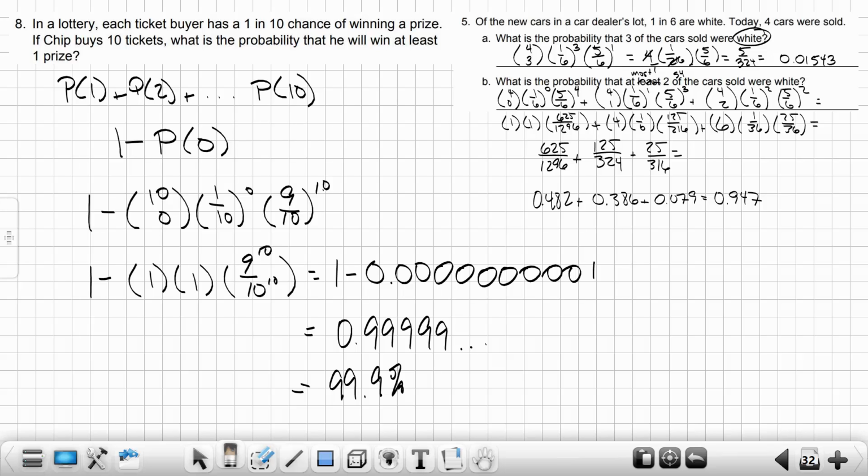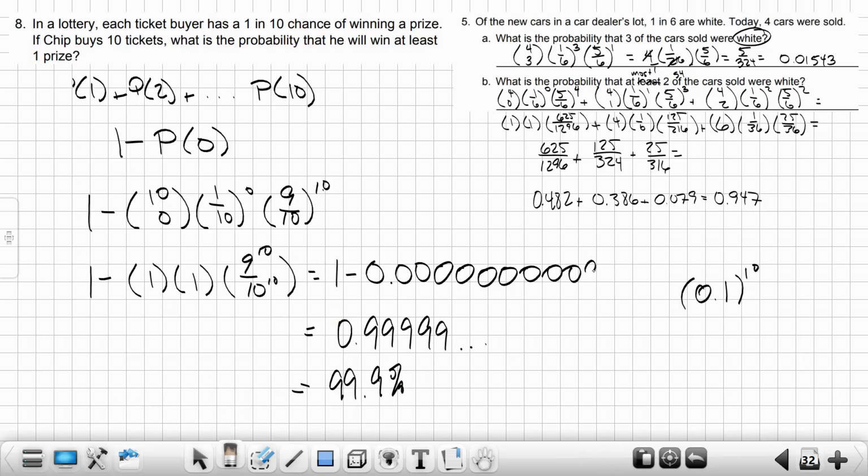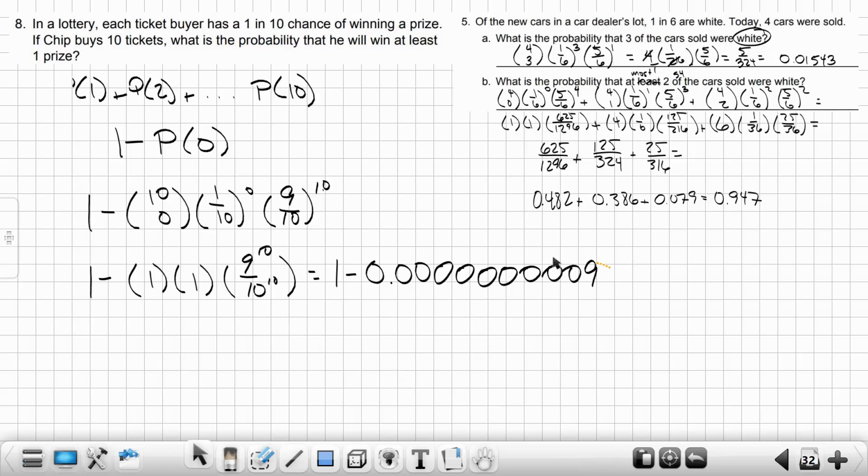Buying 10 tickets. How did you get 0.006 from 9 over 10 to the power 10? No, that's your argument? Oh, 0.9. Oh, then it's going to change everything. 0.34867844. That was 0.1. My mistake.